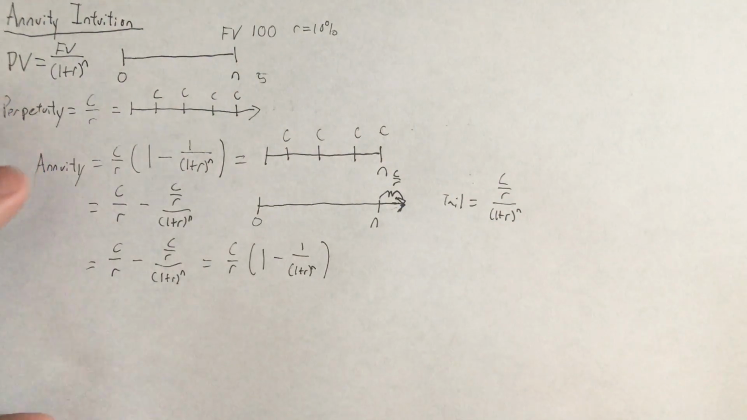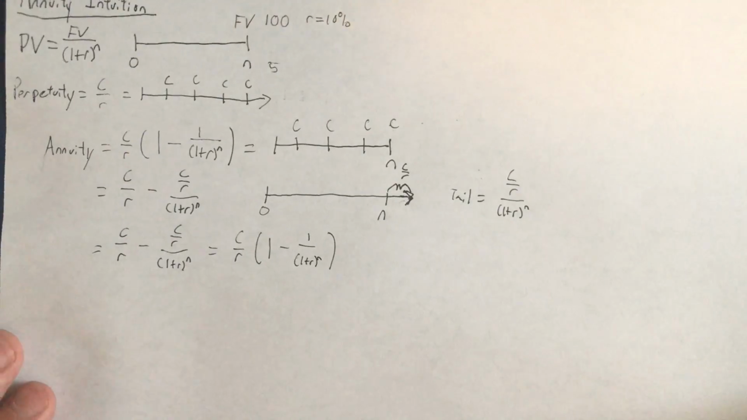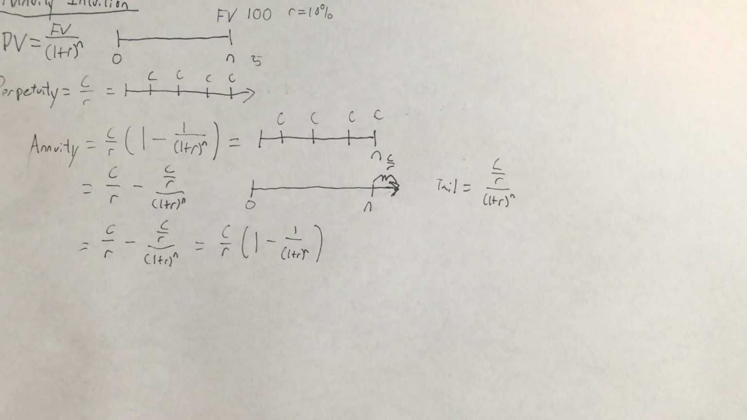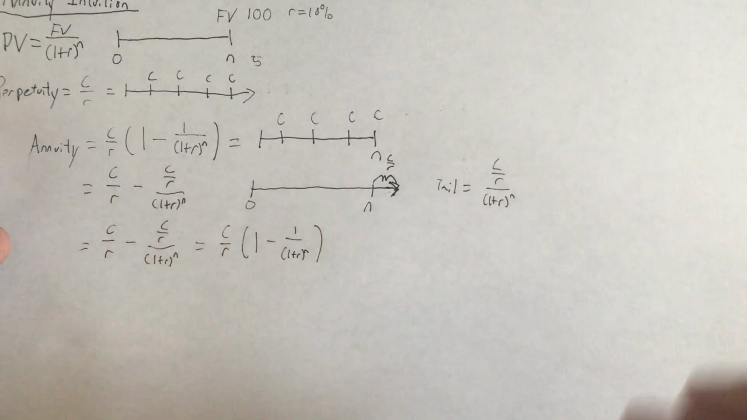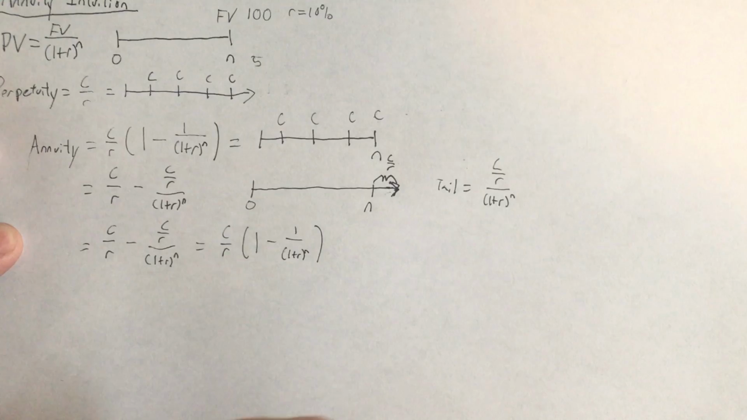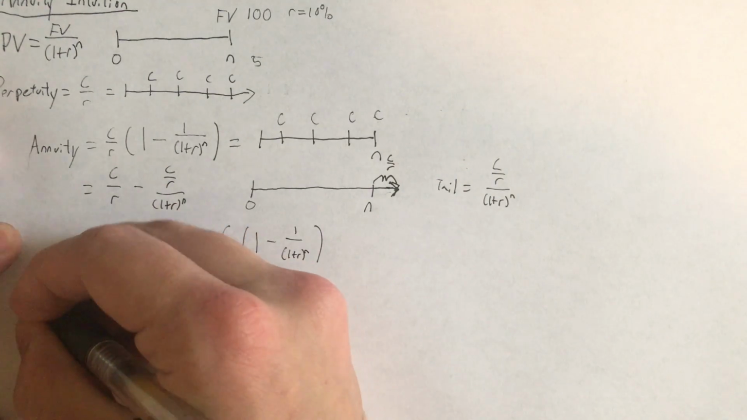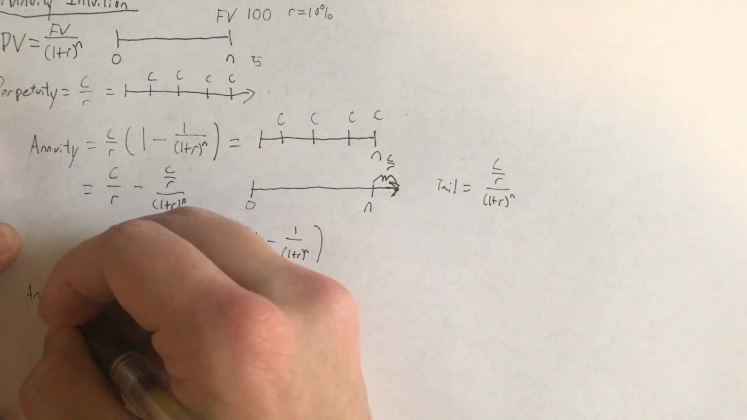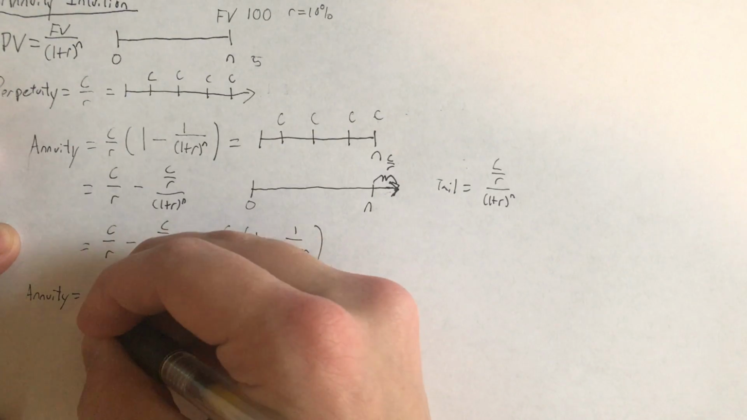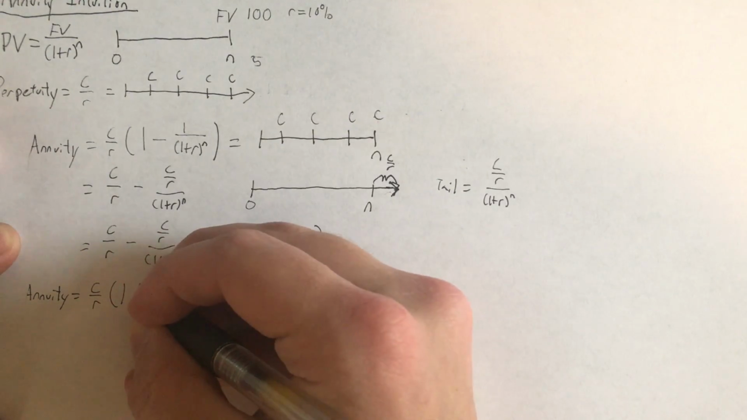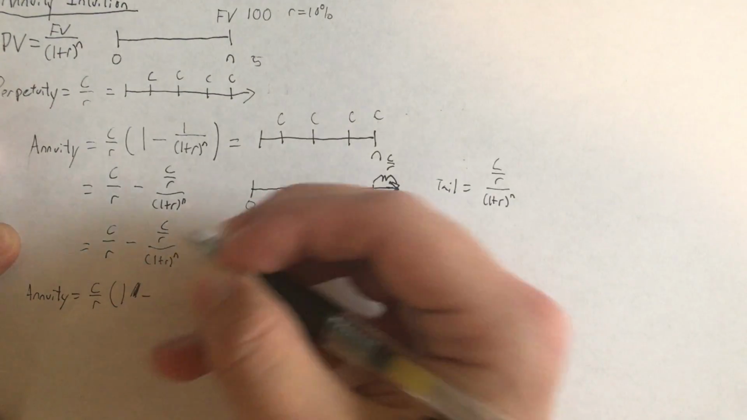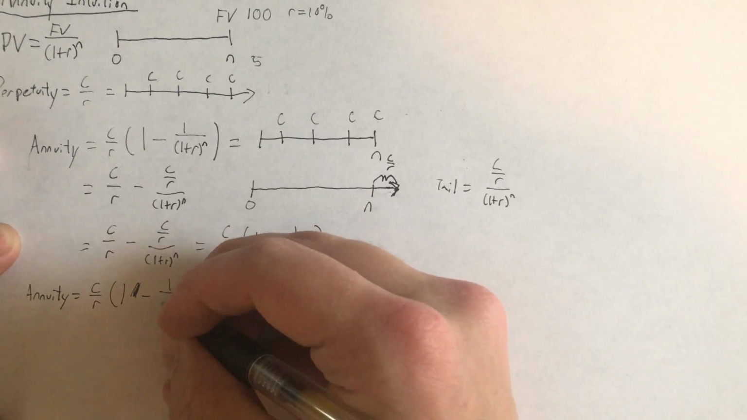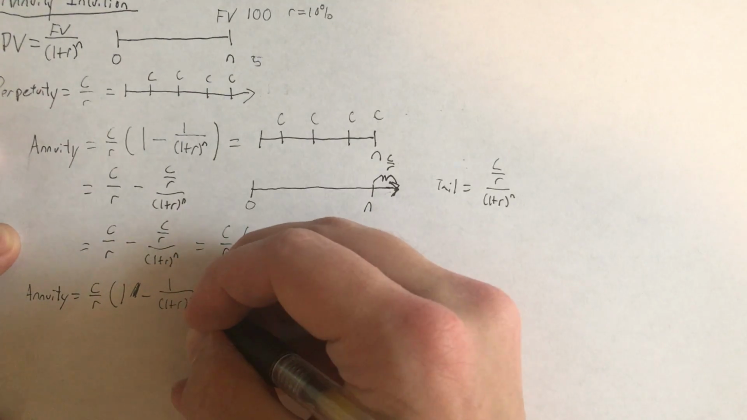So that's kind of the simplified version. I'll go ahead and show you the full version of the annuity formula that is usually shown in textbooks. I think if you can get that, this isn't much of a jump, but I just wanted to keep it as simple as possible at first. So the full annuity formula is this. The annuity equals C over R times 1 minus 1 over 1 plus R to the n.